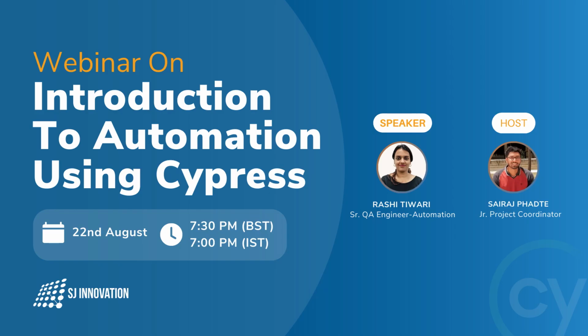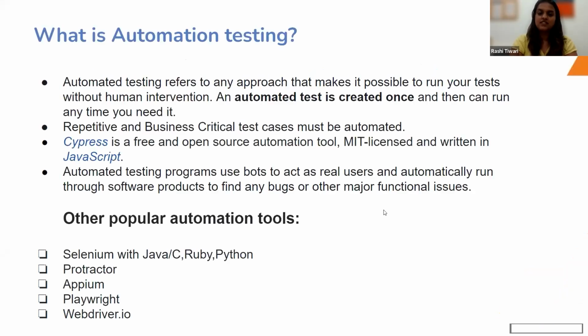Good evening, everyone. So today our topic of presentation is automation testing using Cypress. Let's first try to understand what is automation testing. Automation testing basically refers to writing a piece of code which would replicate our user action on any website.